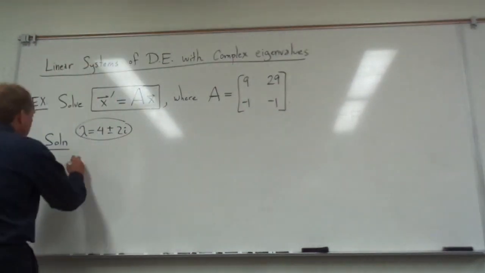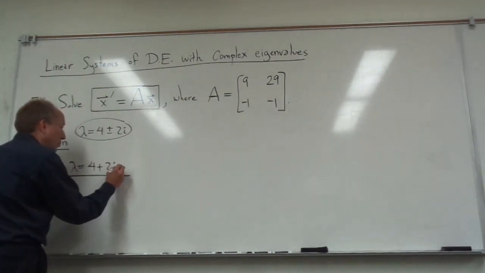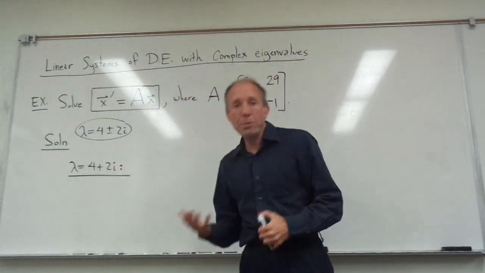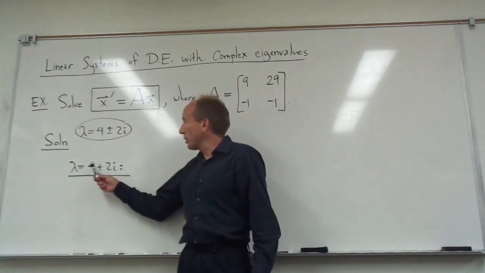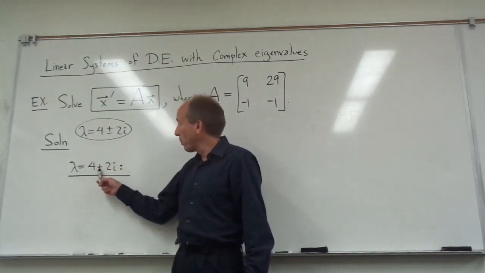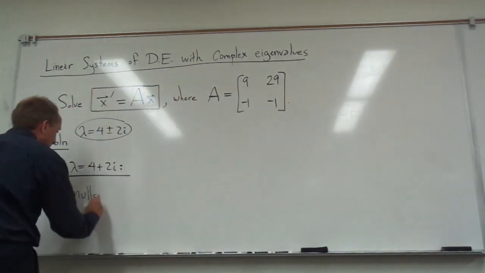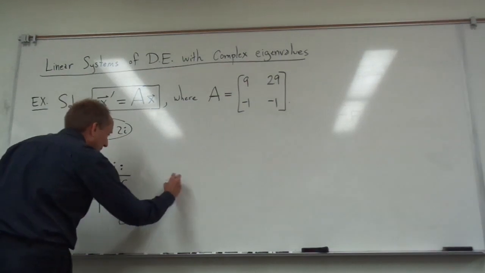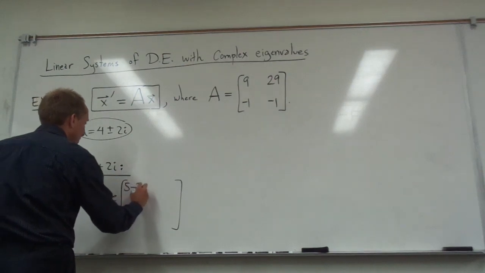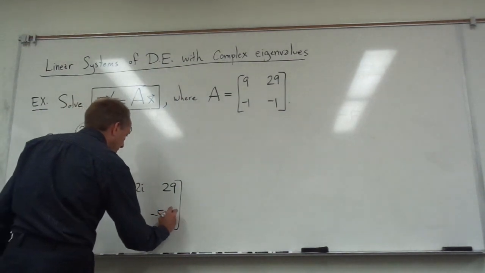So, the next thing that we might do would be to take a look at the first eigenvalue. I'm going to recommend that when you have a complex pair like this, a plus bi and a minus bi, you always want to work, just for consistency's sake, with the same sign eigenvalue. So I'm going to work with 4 plus 2i right here. All right? So as usual, I have to find the null space of the matrix that I get when I subtract the eigenvalue from the main diagonal. So when I do that, I'm going to get 5 minus 2i, 29, -1, and -5 minus 2i.